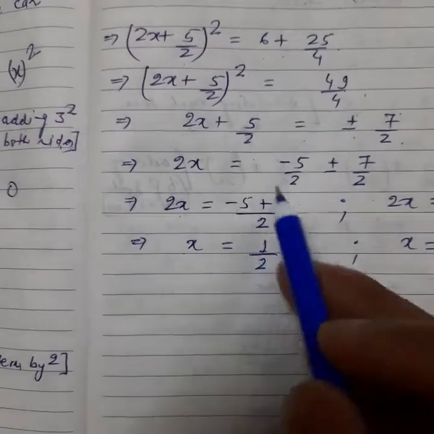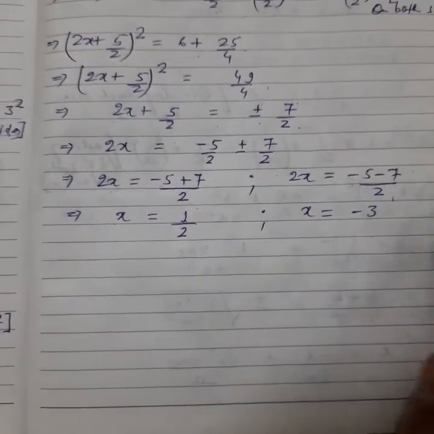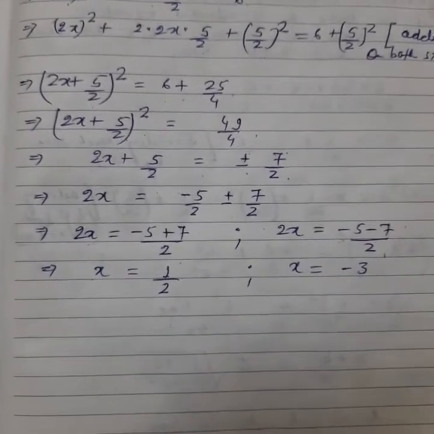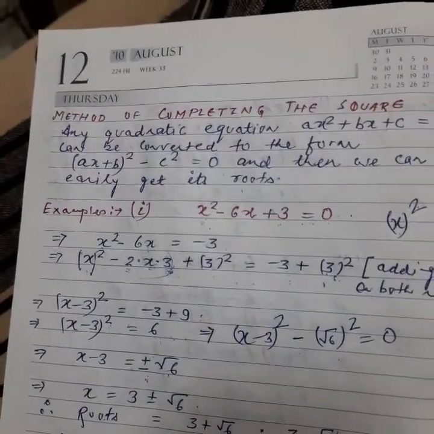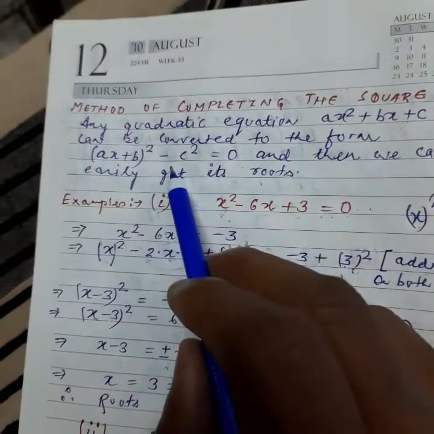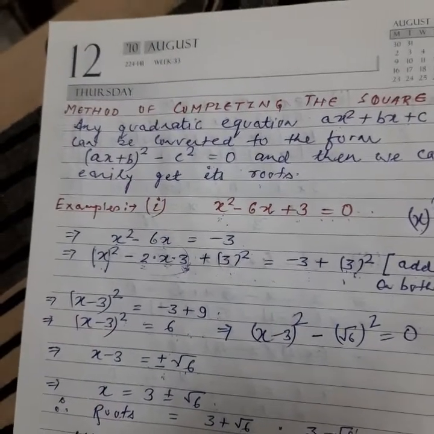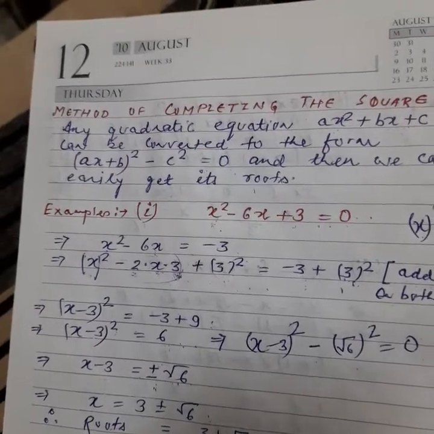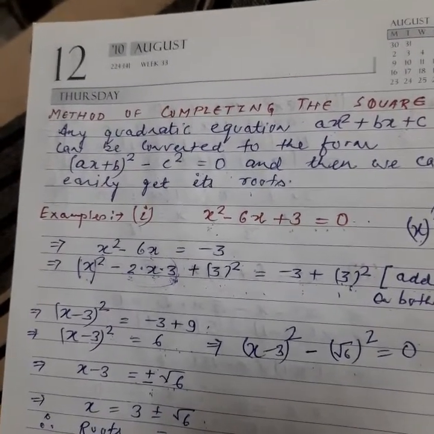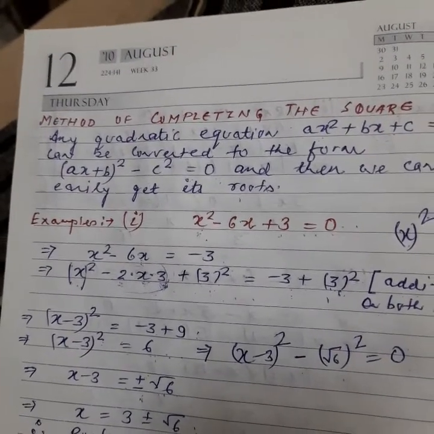So x equals, by solving this, we can get 1 by 2, and from here we can get x equals minus 3. So finally, this is your method of completing the square. Convert the given equation in the form of ax plus b whole square minus c square equals 0, and afterwards you can easily get the zeros of the equation. Now for this method, solve a minimum of 5 questions so that this method is easily fitted in your brain. Till then, thank you.